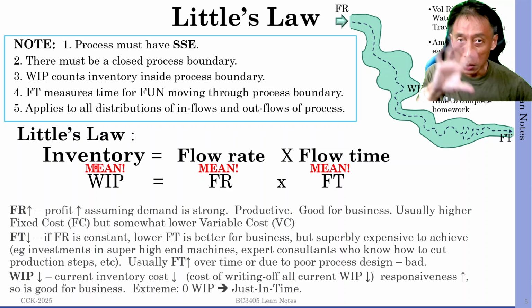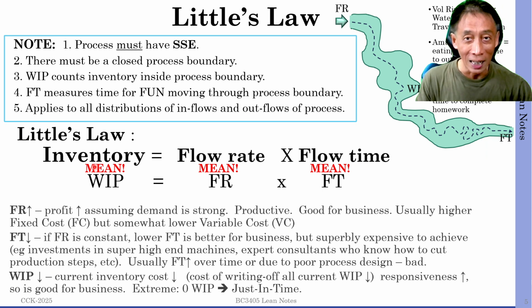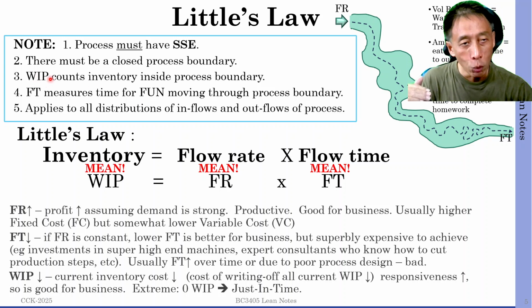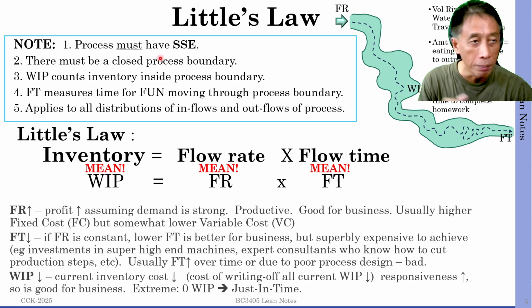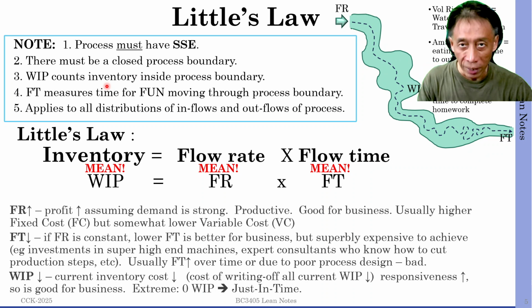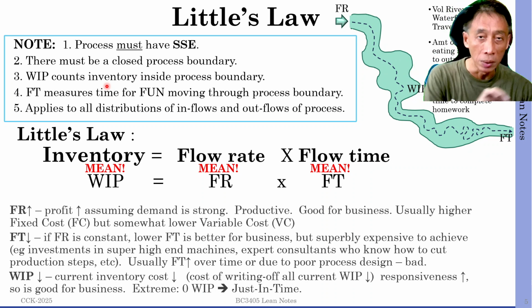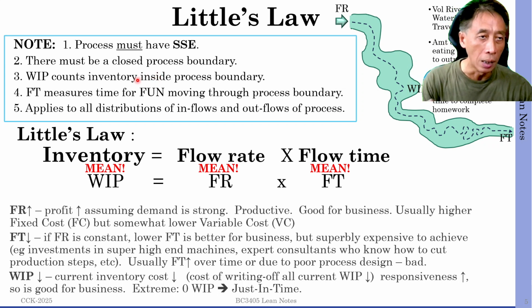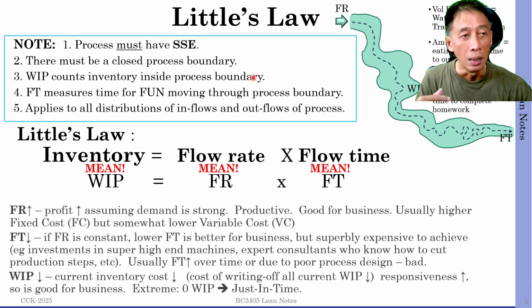And of course, in this boundary, there better be a clear entrance and an exit so that you have a clear FR in and a clear measurement of FR out. And you can prove, show, monitor that FR in on average is equal to FR out all the time. The WIP, the resulting calculation here given by flow rate times flow time, will be counting the inventory, or the work in progress, the semi-completed items, but we generally just call them inventory in academic speak, inside the process boundary.